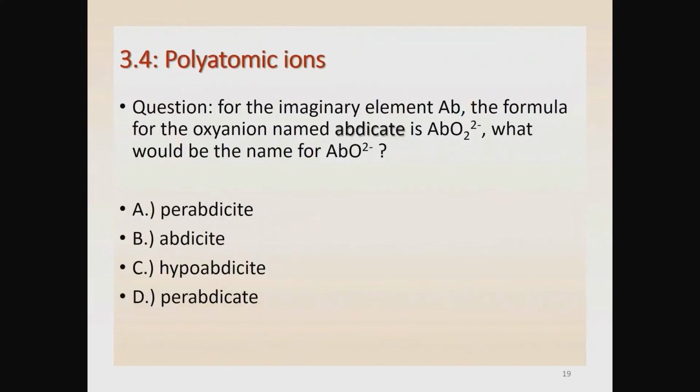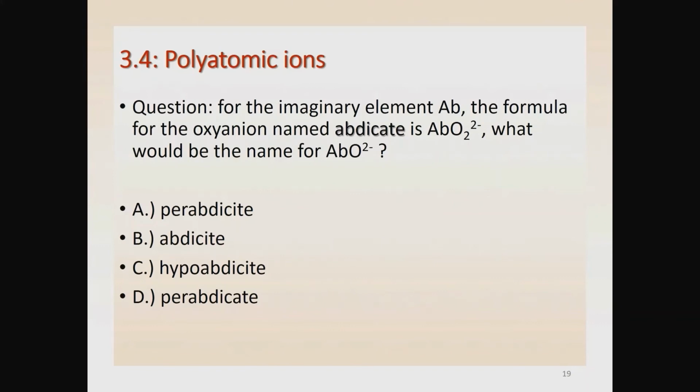So now let's just test your knowledge. Okay, so question, for the imaginary element Ab, the formula for the oxyanion named abdicate is AbO2 2-. What would be the name for AbO2-? Okay, so you have some choices there. So let's talk about what I had just mentioned and walk through this to see if we can come up with an answer.